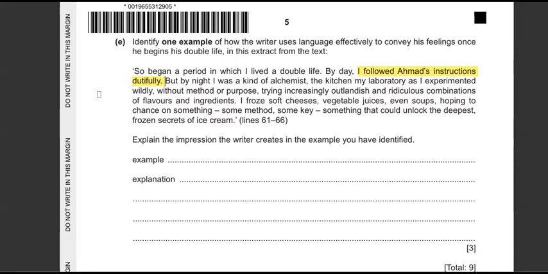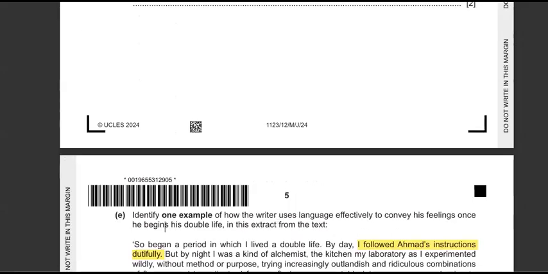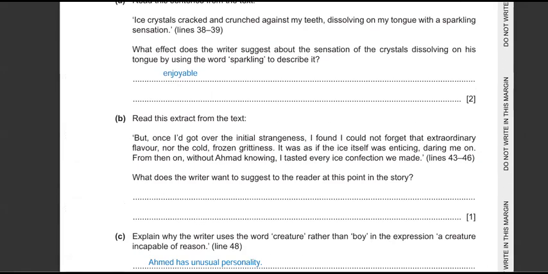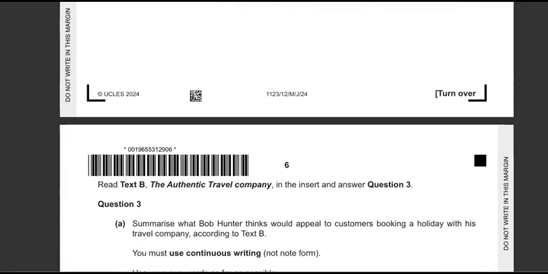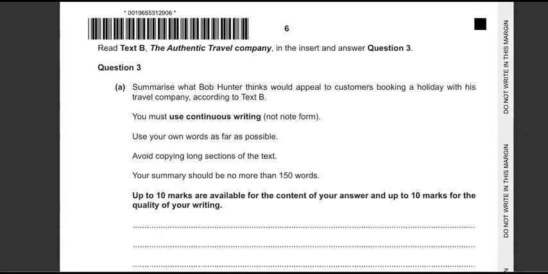Our question number 2 is of 9 marks, right? So in this way, you would be able to complete the 25 marks of your paper number 1, section A. The next target is basically our summary writing. The question says: read Text B, The Authentic Travel Company, in the insert and answer question number 3. So the best technique that you have to follow to write the summary is 4 simple steps.